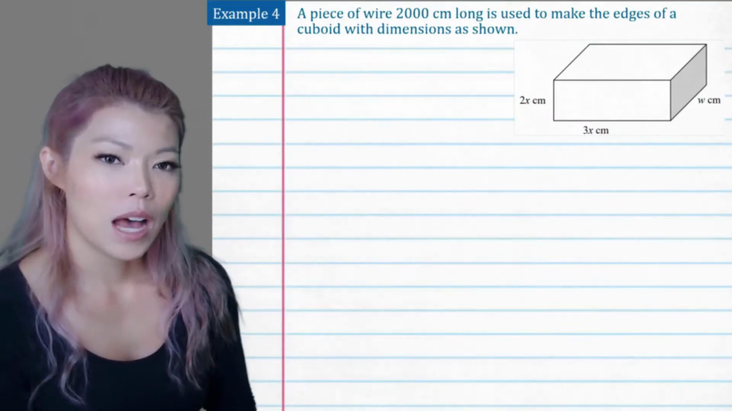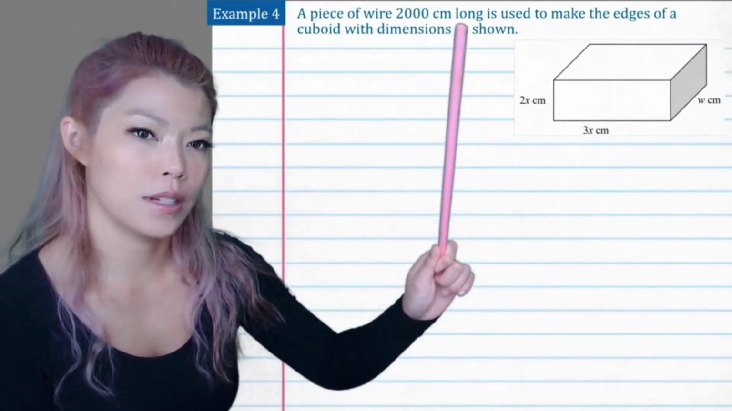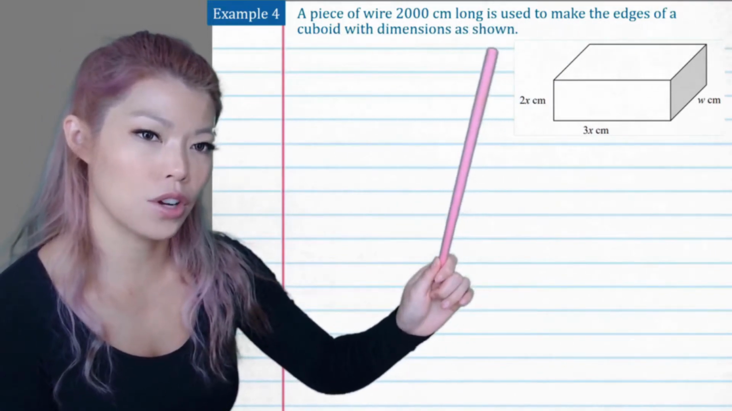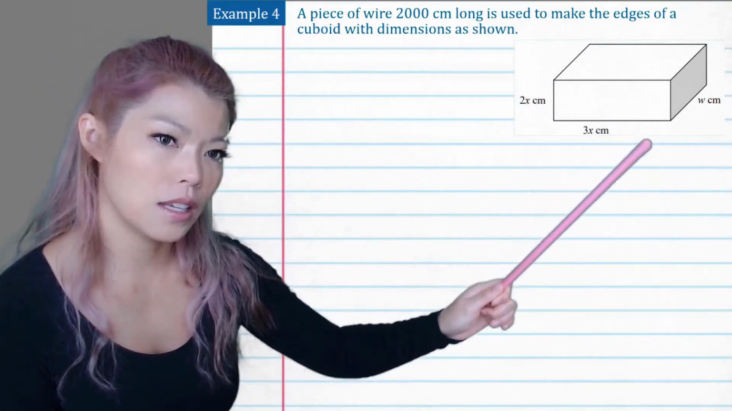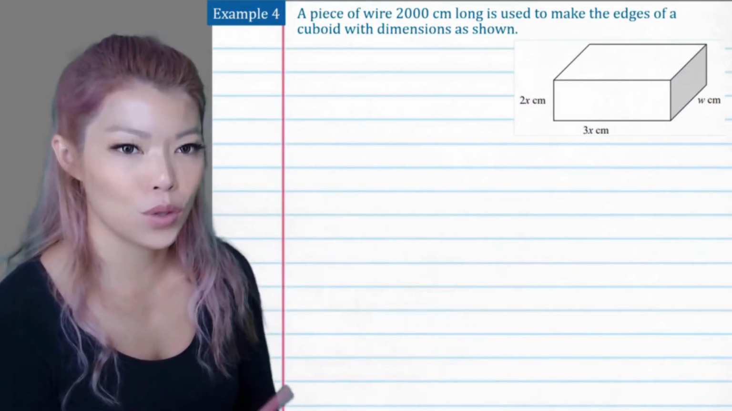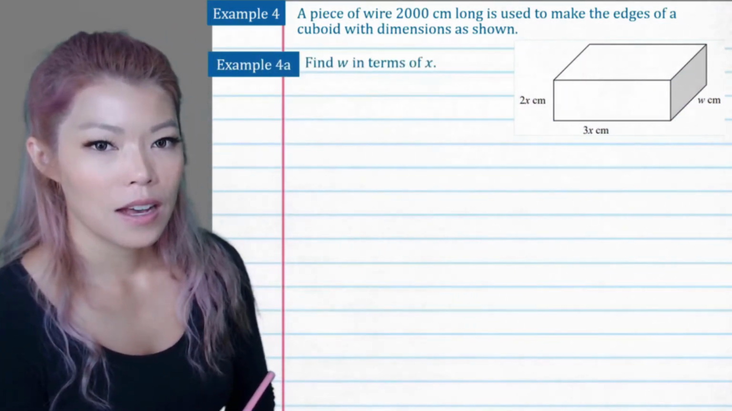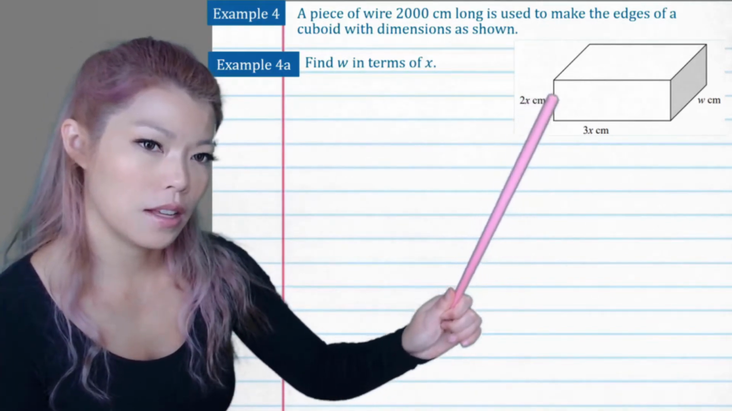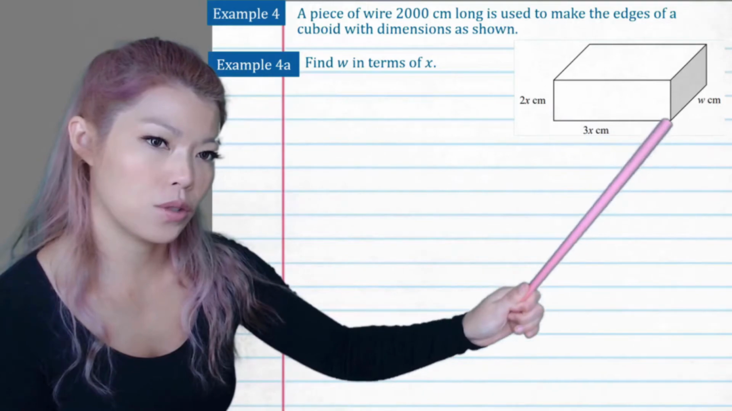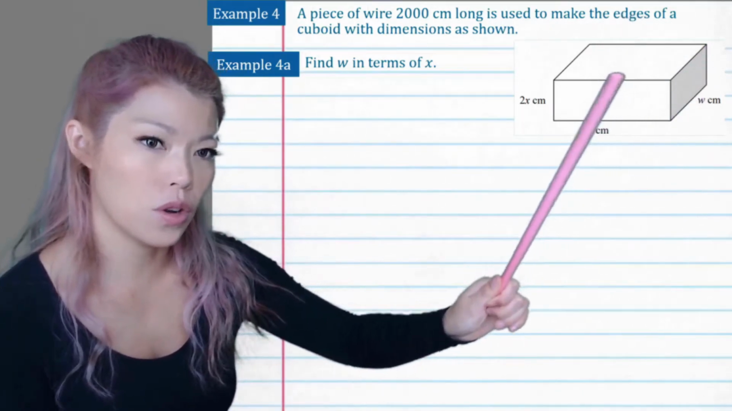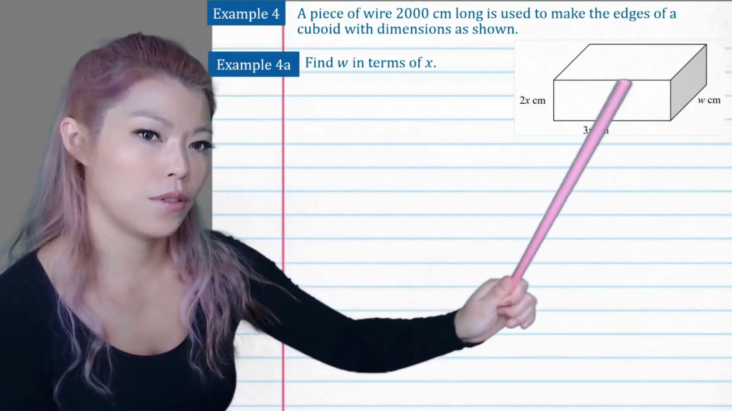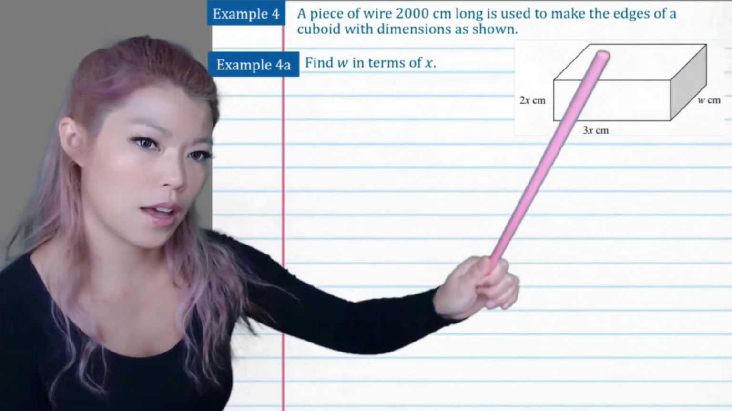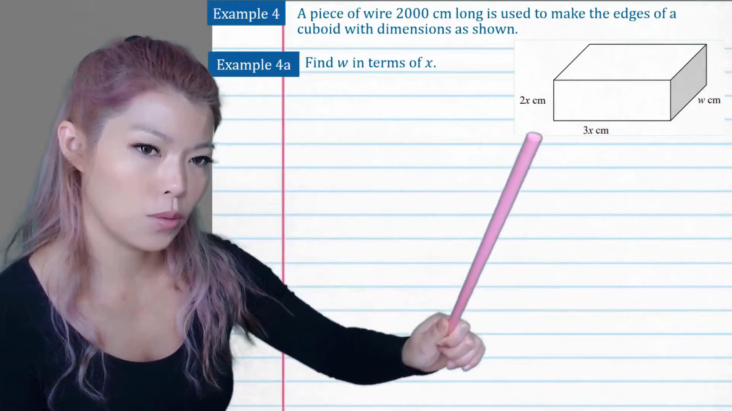Example 4. A piece of wire 2000 centimeters long is used to make the edges of a cuboid with dimensions as shown. So every line you see is part of the wire and adds up to 2000. Find W in terms of X. So we know that 2x, how many 2x's are there? There's 4. And then 3x, how many 3x's are there? 4. And then W, how many W's are there? Can you see? And then 1 invisible behind there, 4.